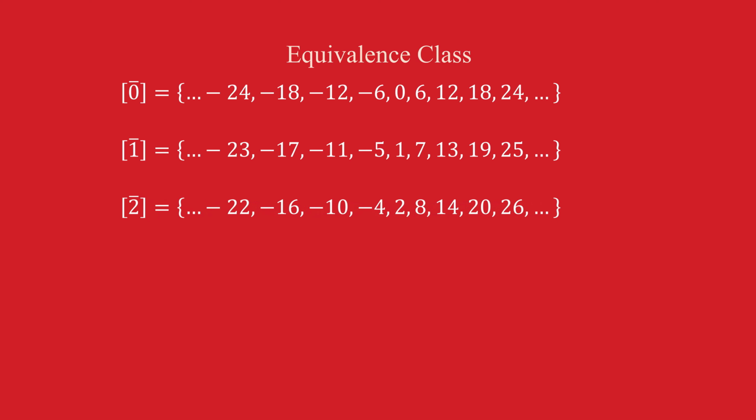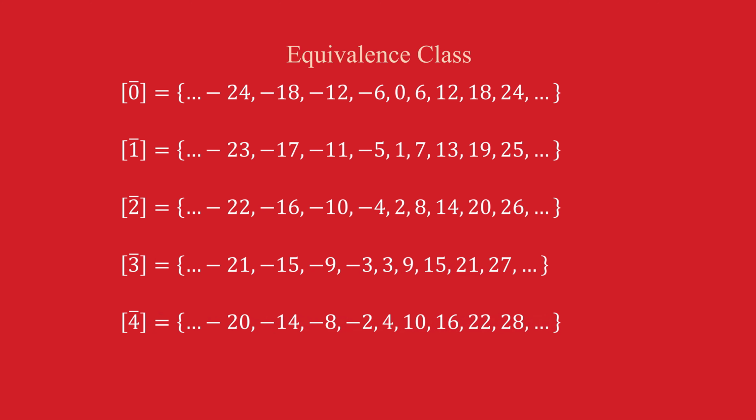The equivalence class of 2 is the set of all numbers giving us remainder 2 when divided by 6. We have the equivalence class of 3, the equivalence class of 4, the equivalence class of 5.